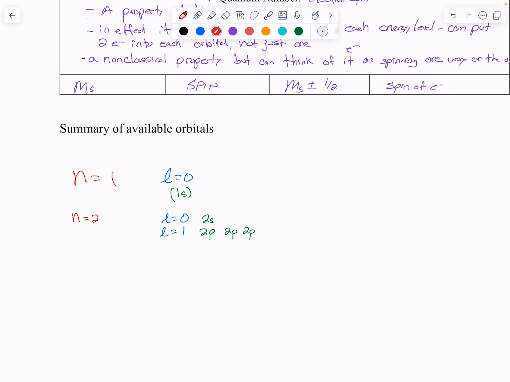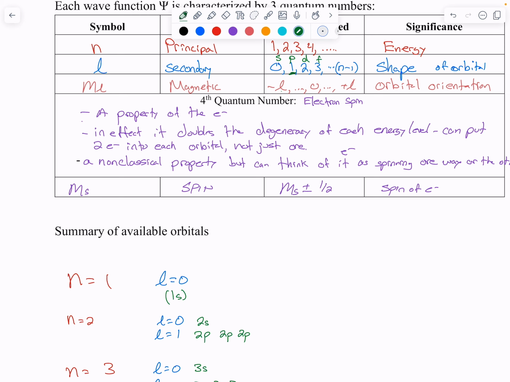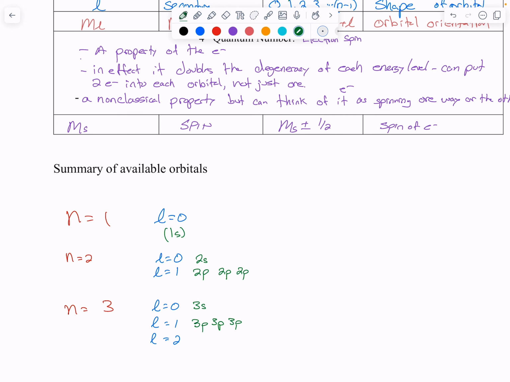When n is 3, L can be 0, L can be 1, L can be 2. All right? And so you'll have 3s, the 3p, and there's 3 3p's. And then the d's. Well, if L is 2, m sub L can be negative 2, negative 1, 0, 1, and 2. There's actually 5 d's. So there's 3d, 3d, 3d, 3d, 3d.